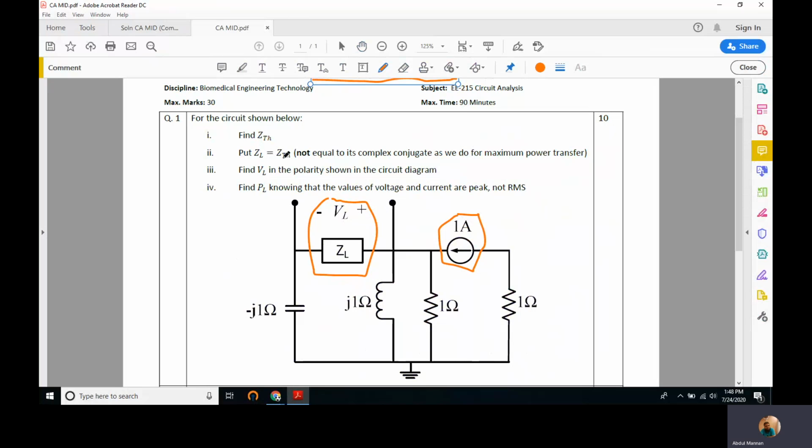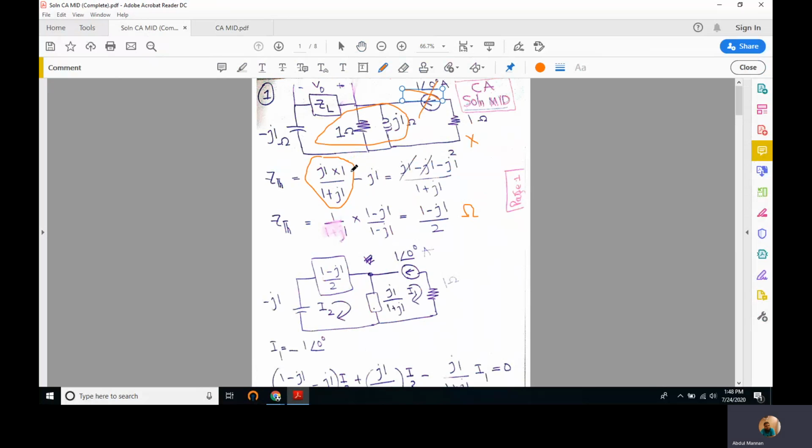And in the next part, we are asked to put ZL is equal to Z Thevenin, not equal to its complex conjugate as we did for maximum power transfer theorem. Right, so we have to put ZL is equal to Z Thevenin. So I have put ZL is equal to Z Thevenin. 1 minus J1 over 2 is Z Thevenin, so I have replaced ZL with the same impedance, instead of replacing it with its complex conjugate.